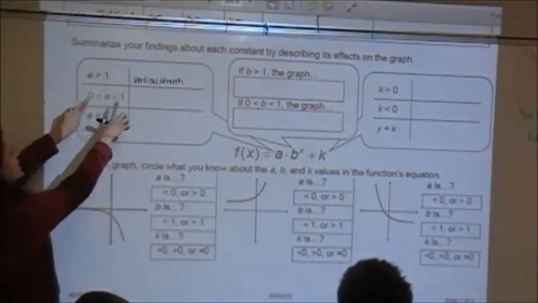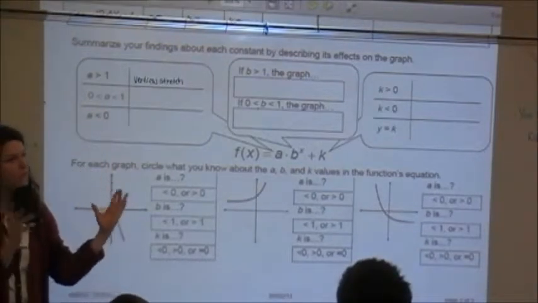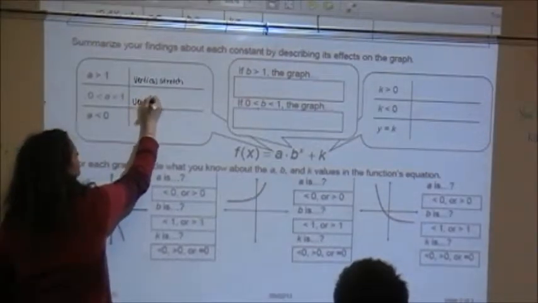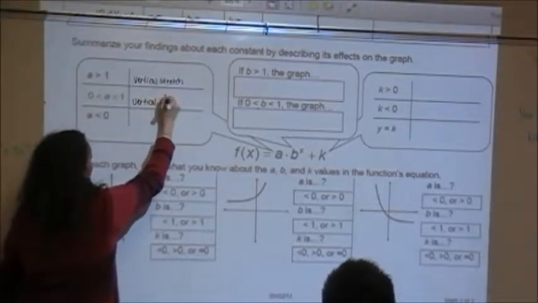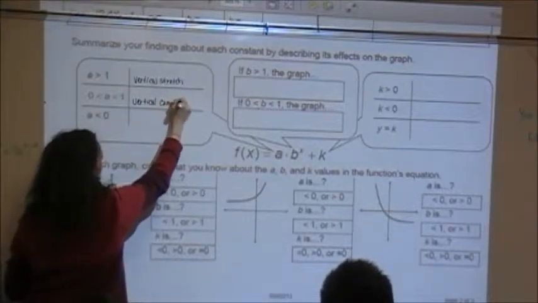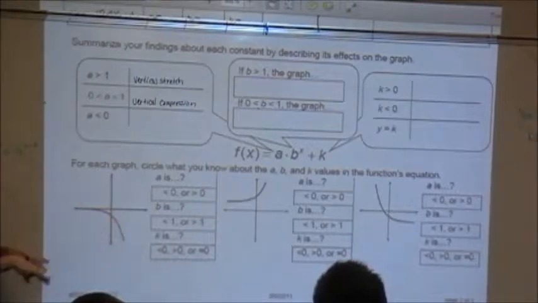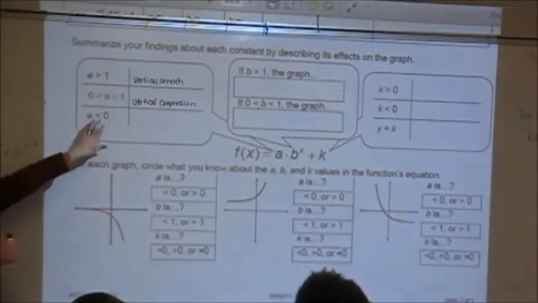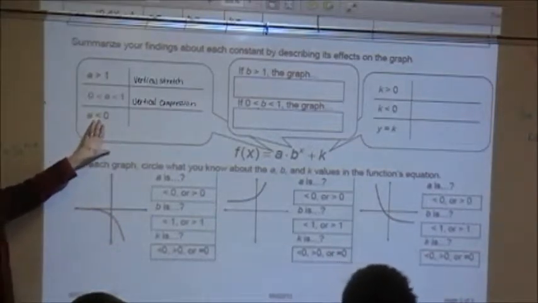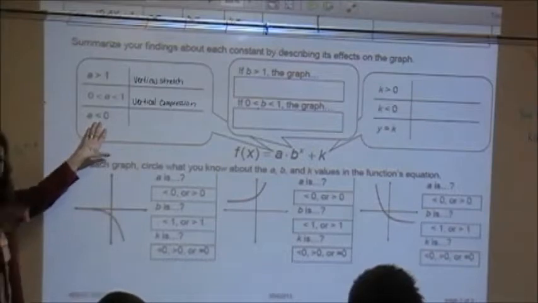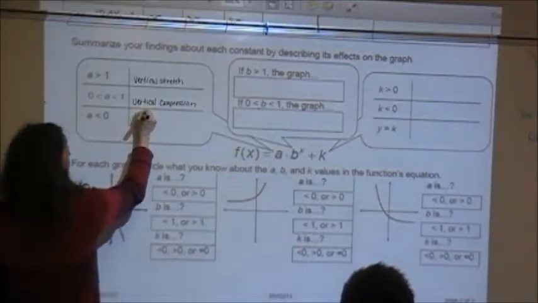If it is between 0 and 1, meaning that it's a fraction or a decimal, what happens? It's a compression, and it's getting closer to the x-axis. Just like the one we were just looking at. It was 0.5 or a half, and it was pushed down. And then they always put this one here. I prefer to think of it as separate, but if a is less than 0, that means it's negative. And what does that do? It flips it over. Reflects over the x-axis.